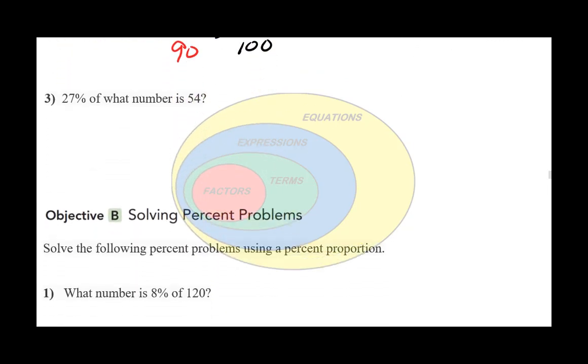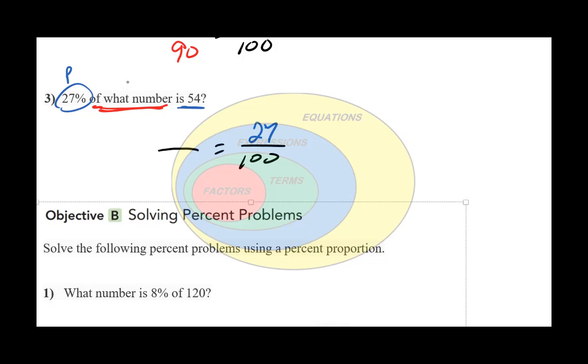So the last one, 27% of what number is 54? Again, we translate into a percent proportion. The percent is easy to identify, right? That's 27. Now, here it says "of what number," and then "is 54." So "of what number" would represent the base, and "is 54" would be the amount. The 54 would be the A.